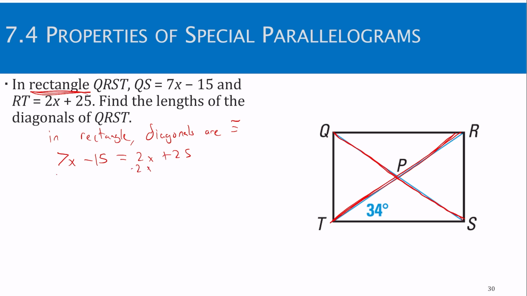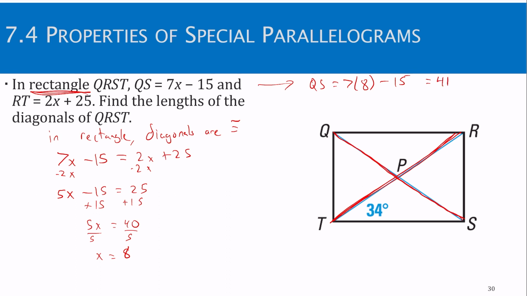So we could get the x's on the same side. Then get everything away from the x. We'll add the 15. And then divide by the 5. So x is 8. Now that doesn't answer the question. I need to actually plug it in. QS is 7 times x minus 15. Well, let's see. 7 times 8 is 56, minus 15 is 41. So QS is 41, and RT will also be 41 because they are congruent.